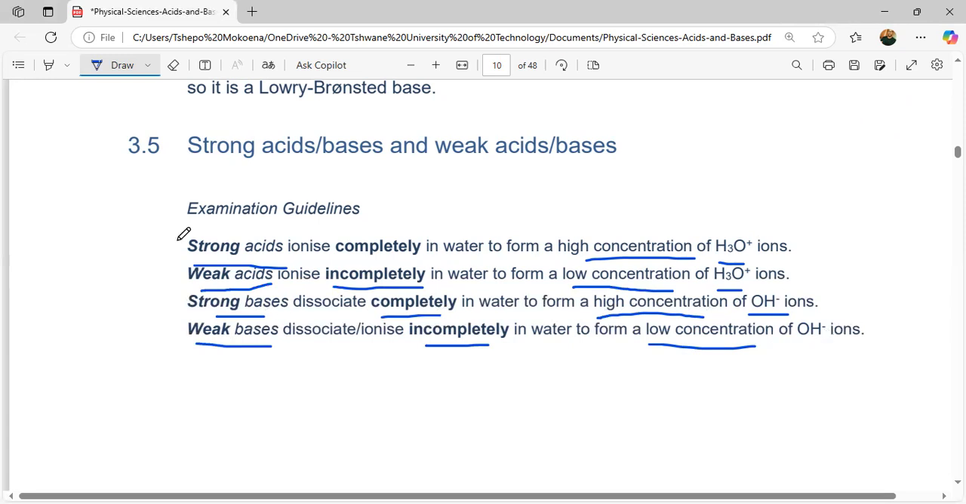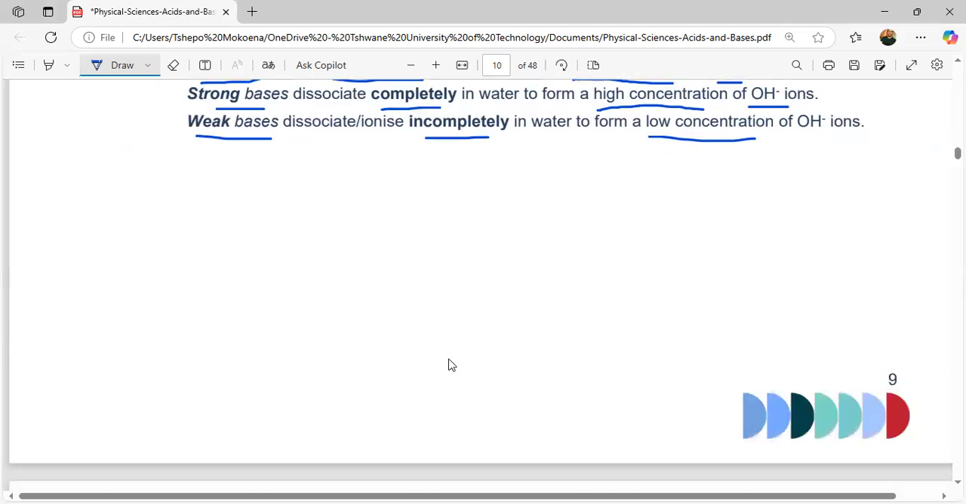So the whole idea over here is: strong, completely and high; weak, incompletely and low. Whether you are talking about an acid or a base, that's when you have to differentiate whether it is hydronium ions, or you can call them oxonium ions, or hydroxide ions. Okay, right.